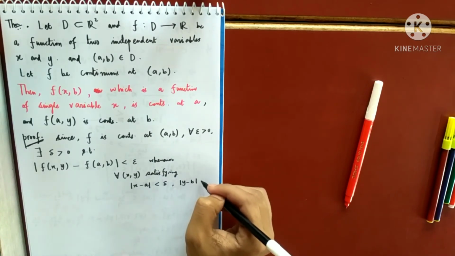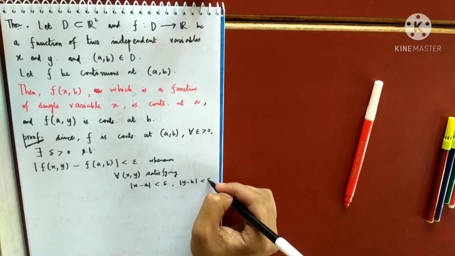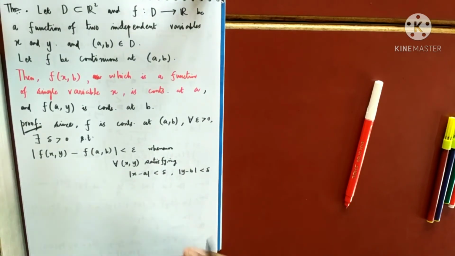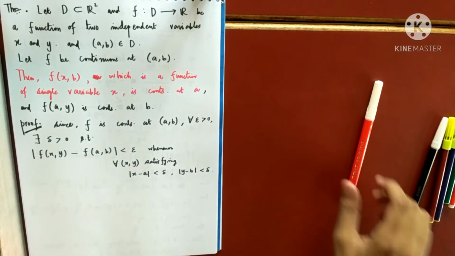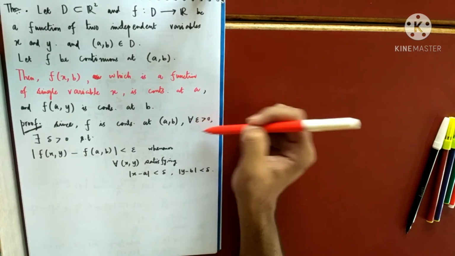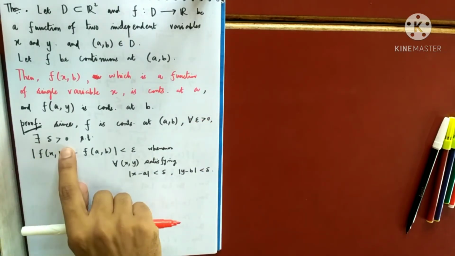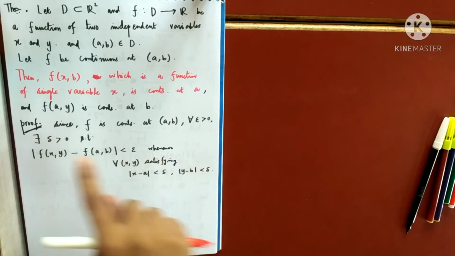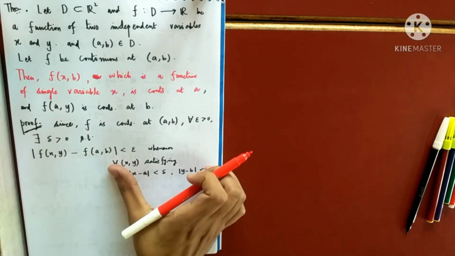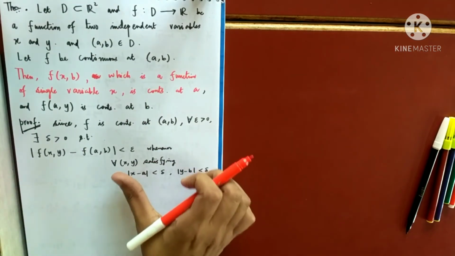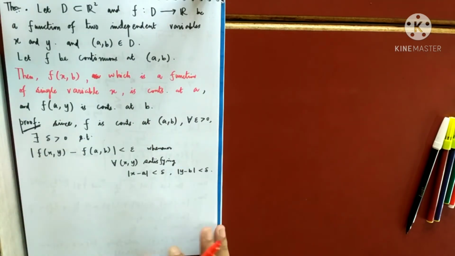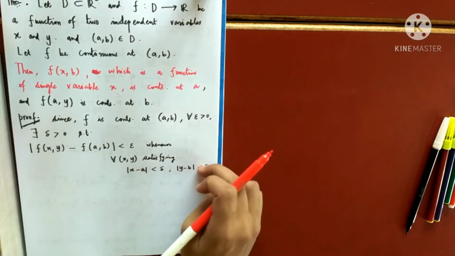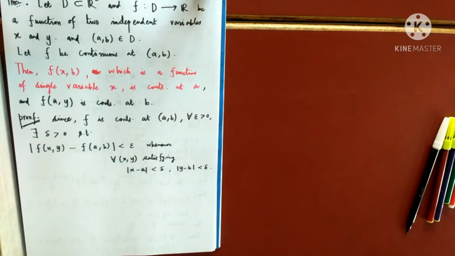This is a square neighborhood of the point (a, b). I'm taking the square neighborhood for simplicity. Because f is continuous at (a, b), for all epsilon greater than 0, there will exist a delta greater than 0 such that, for all (x, y) satisfying this, this will happen. I should have written this at the front. Anyway, this is by the definition of continuity of two independent variables.